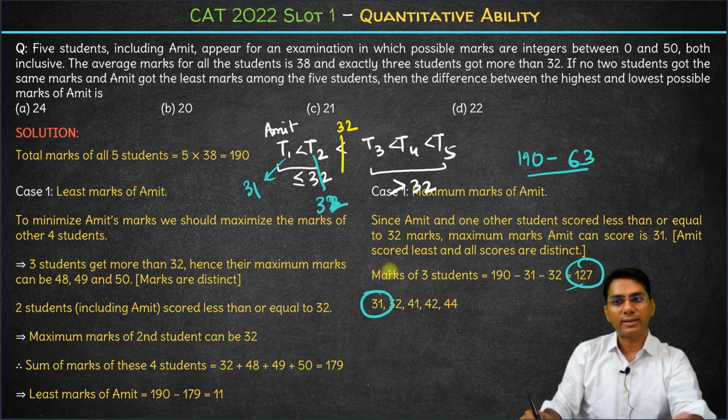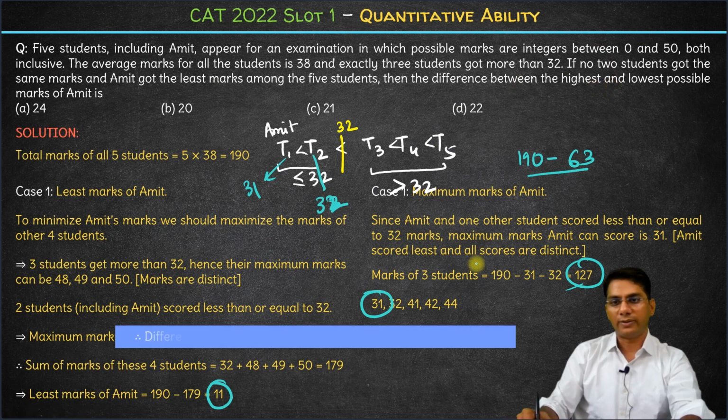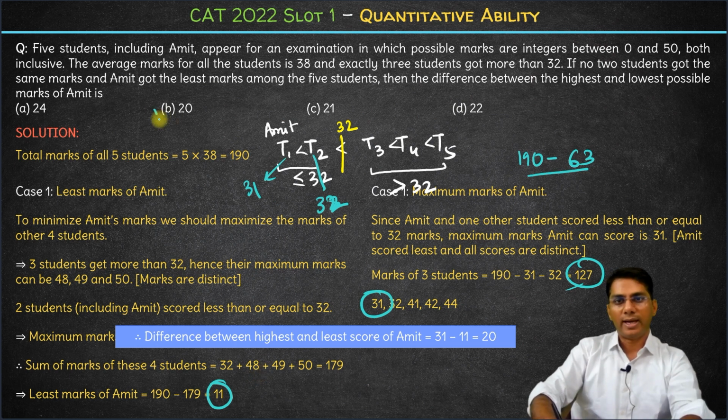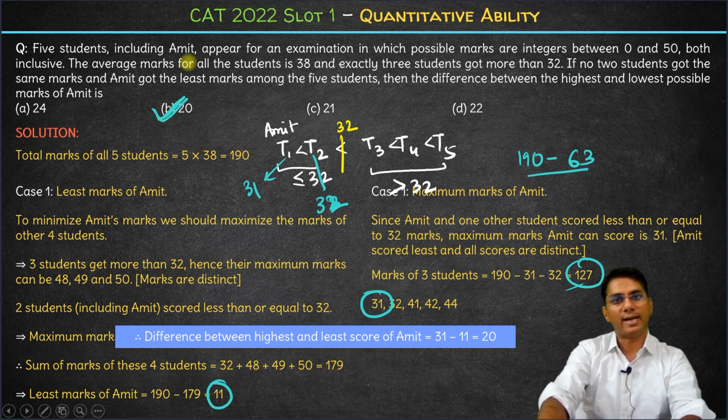So the maximum marks Amit gets is 31 and the minimum he can get is 11. We have to figure out the difference between the highest and the lowest possible. So the difference here will be 31 minus 11, which is 20. Hence option B here is the right answer.